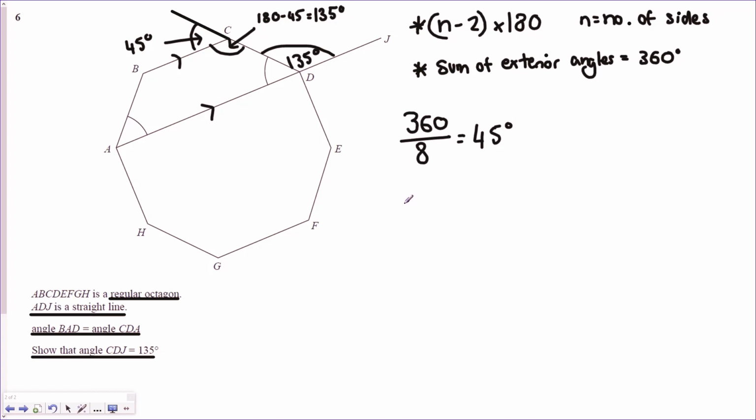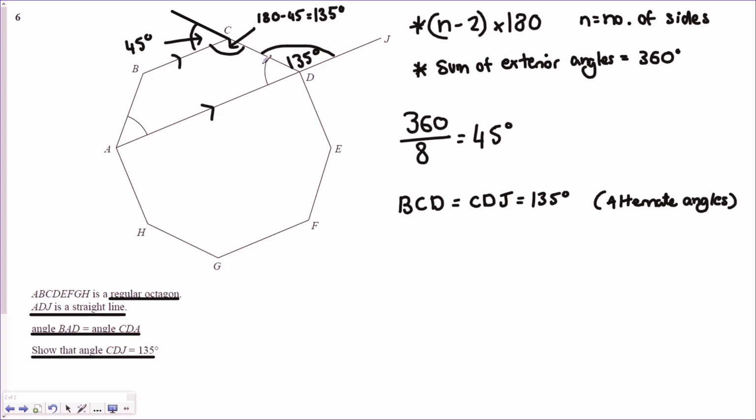Now we have to write that down. So BCD is equal to CDJ, which is equal to 135. They are alternate angles, and that is the most efficient way to work this question out.